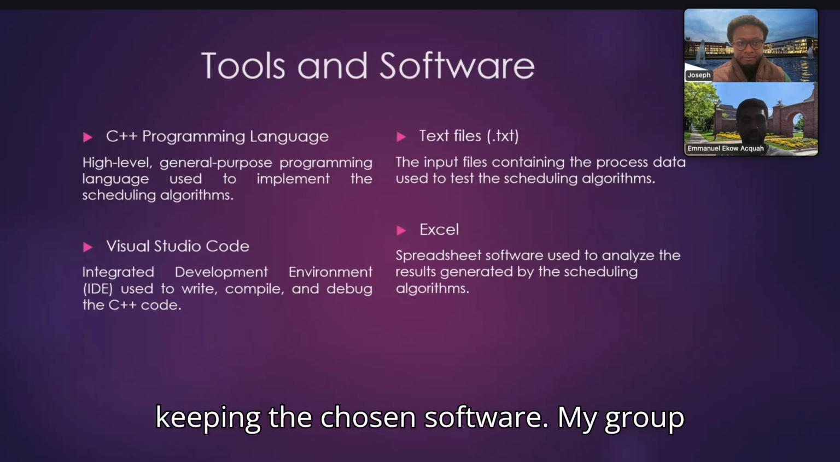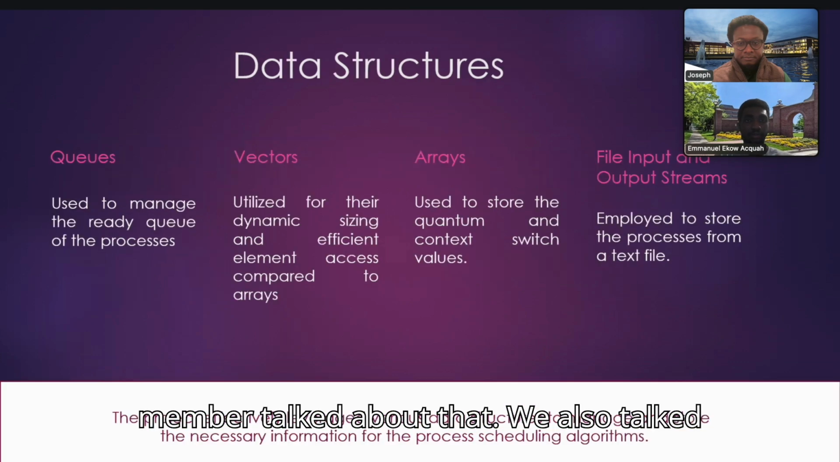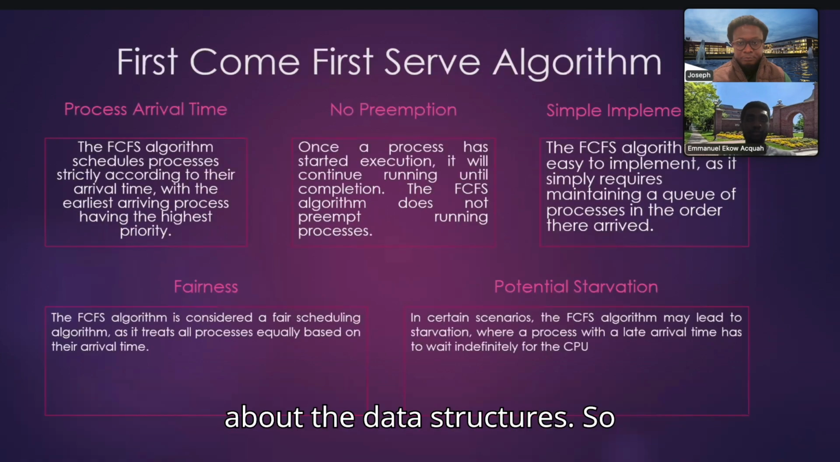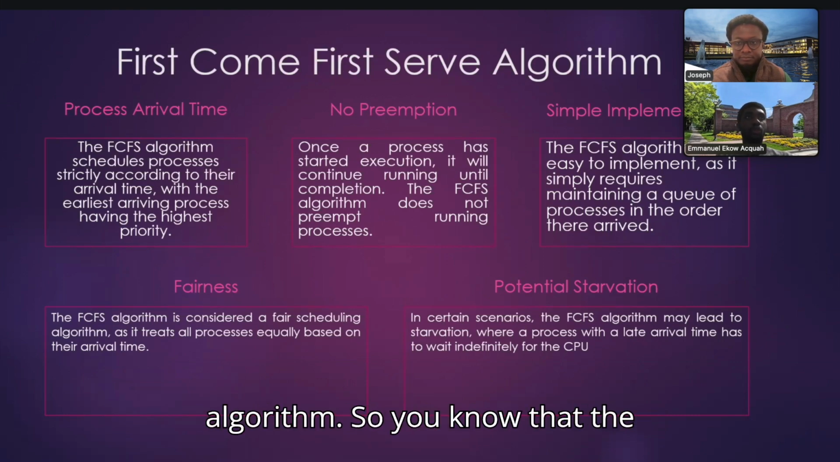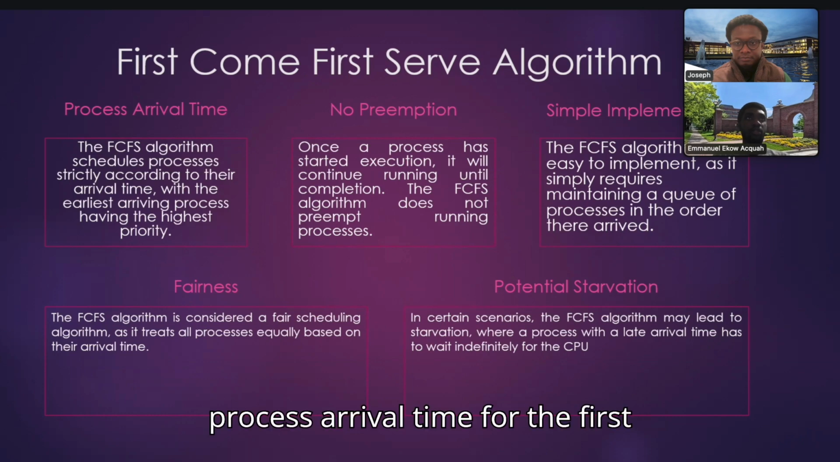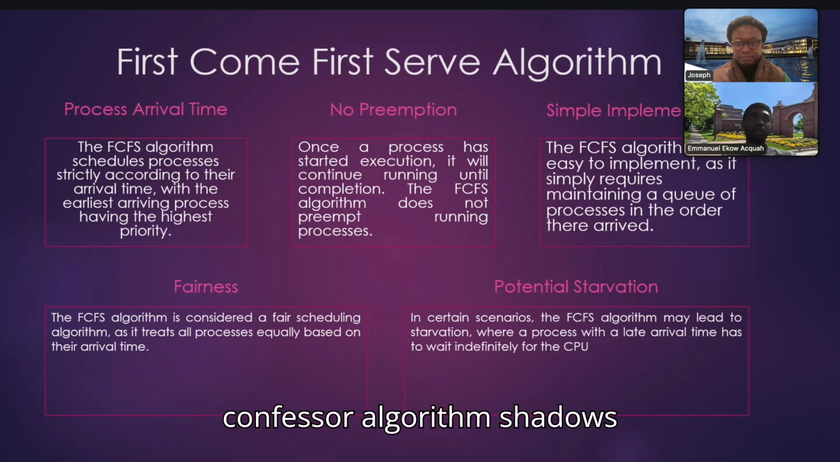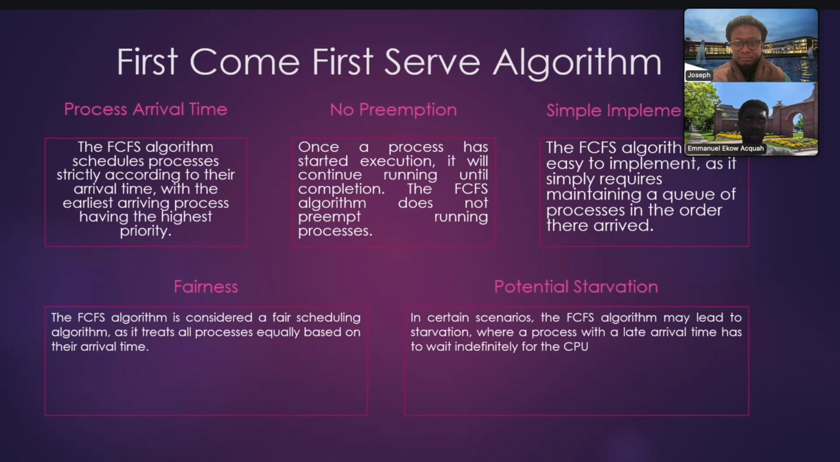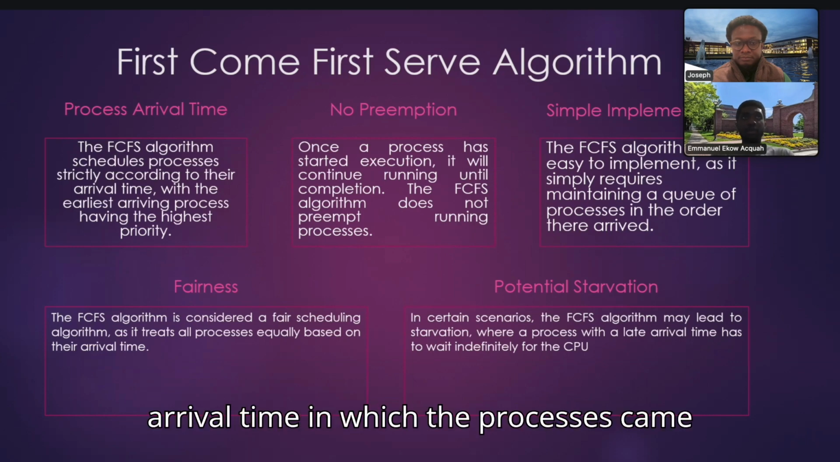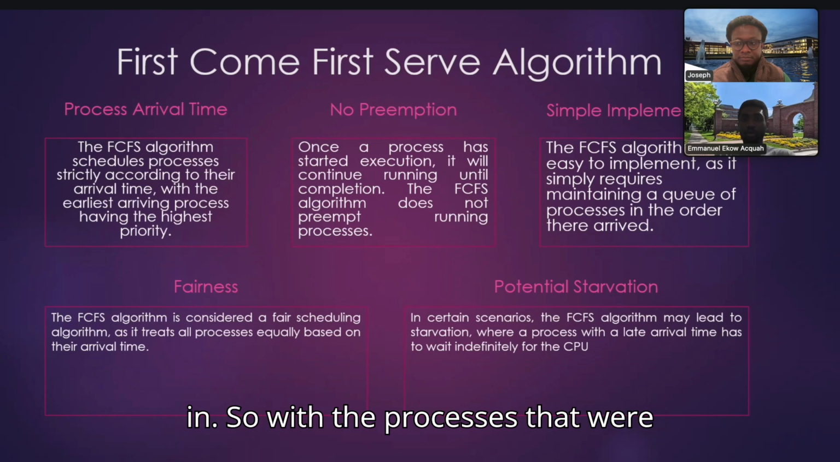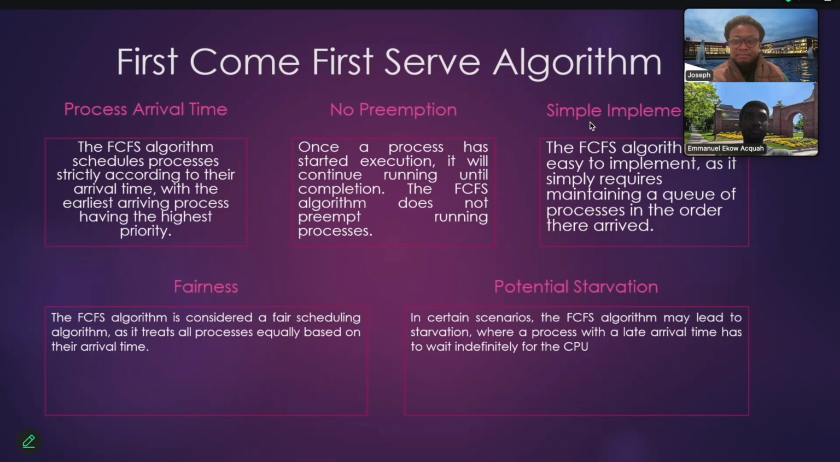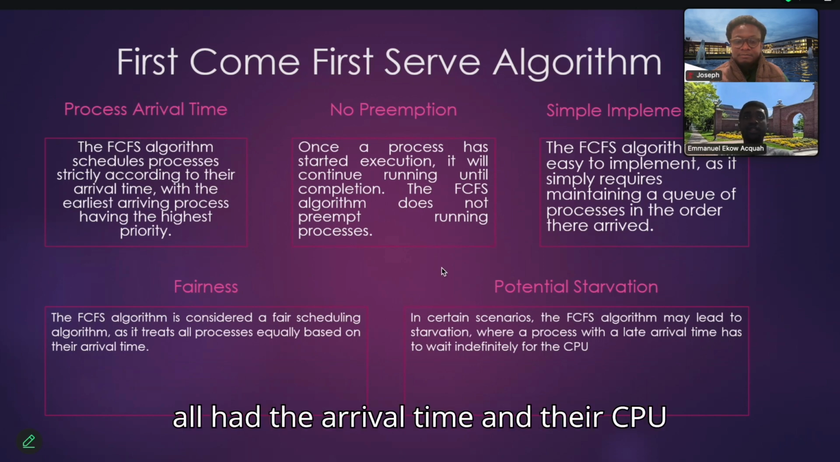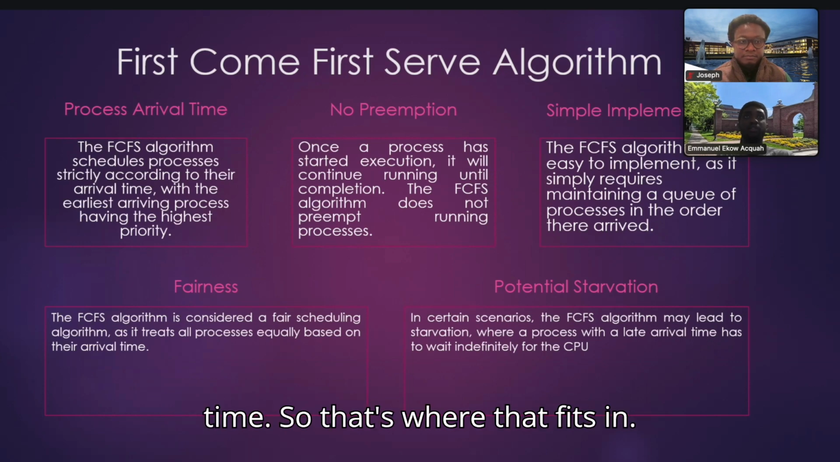Skipping the tools and software, my group member talked about that. He also talked about the data structures. So I'm talking about the first come first serve algorithm. We know that the first come first serve algorithm schedules processes strictly according to the arrival time in which the processes came in. With the processes that were provided for the assignment, you notice that they all had their arrival time and their CPU time. So that's where that fits in.